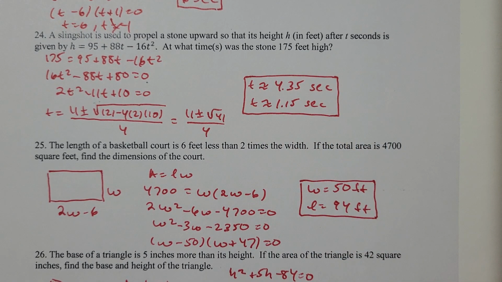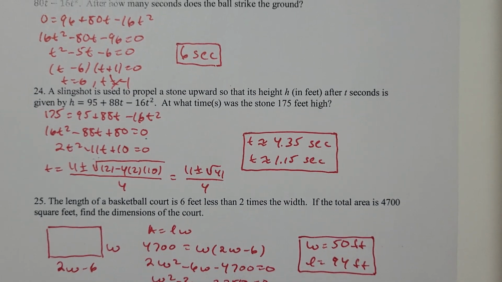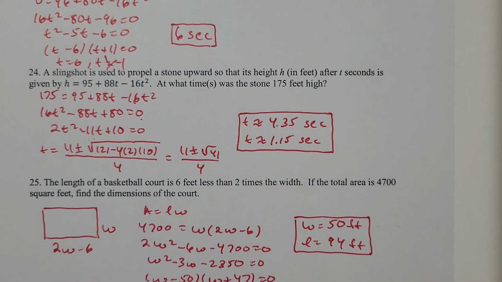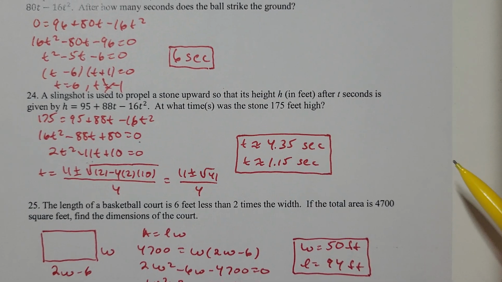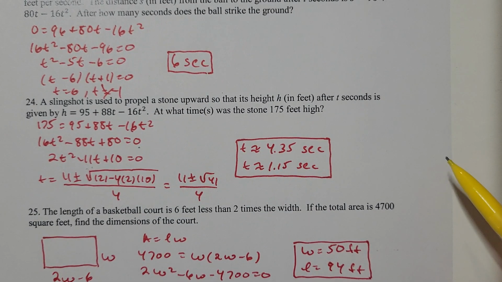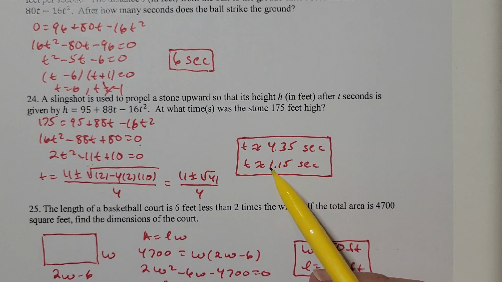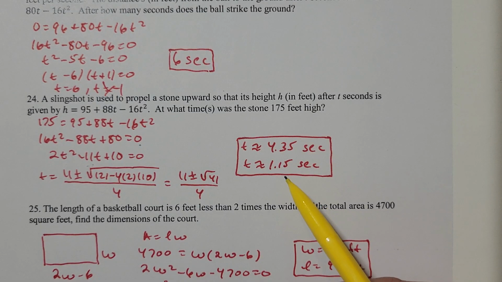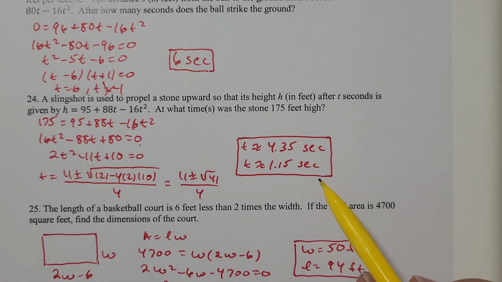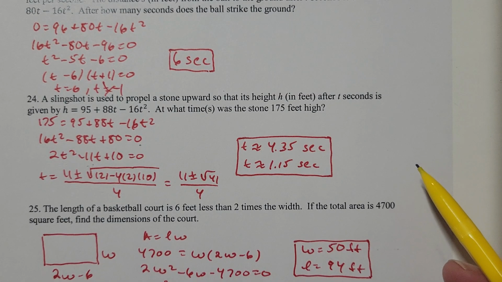Okay, and by the way, whenever you have a story problem like what we have here, always include the units. Because, are you talking about 1.15 minutes or 1.15 hours? That'd be something else, right? So there's 1.15 seconds and 4.35 seconds.